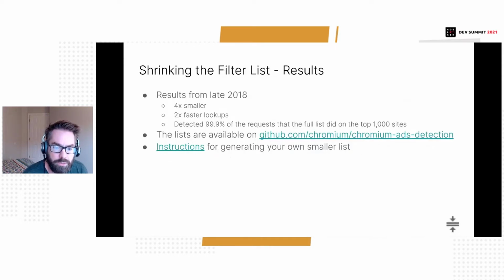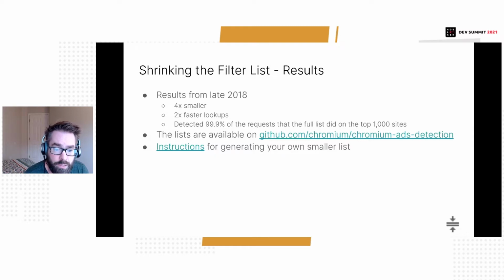And so how did this shrinking do? You're going to lose some capability when you do this. We're definitely missing a lot of rules. But what was the result of this? And it's really nice. These stats are from 2019, but we shrank the list by 4x, which in turn doubled its lookup performance. And it still caught 99.9% of the resources that the full list did on the top 1,000 pages. So we were really happy with that.